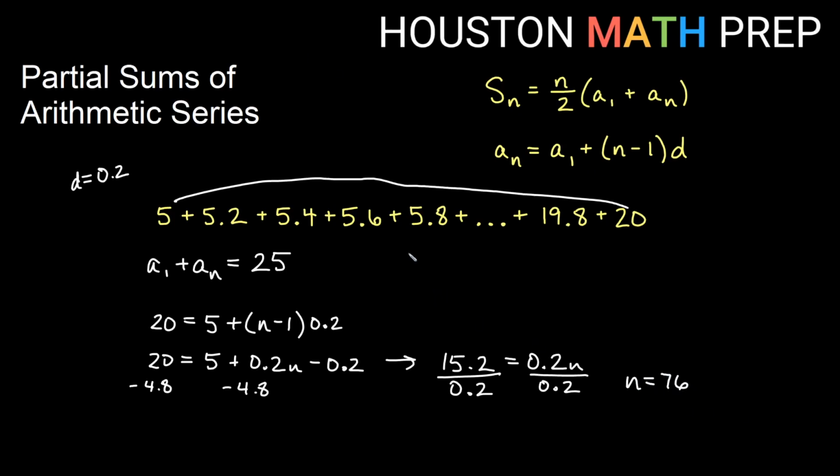So if n is 76, the number of pairs I have would be half that, which is 38. So my sum will be 38 pairs, each pair worth 25, and 38 times 25 is going to give us 950.